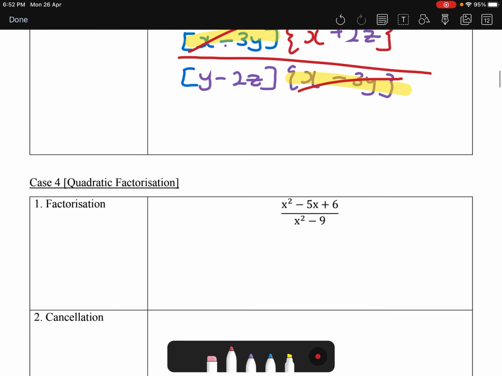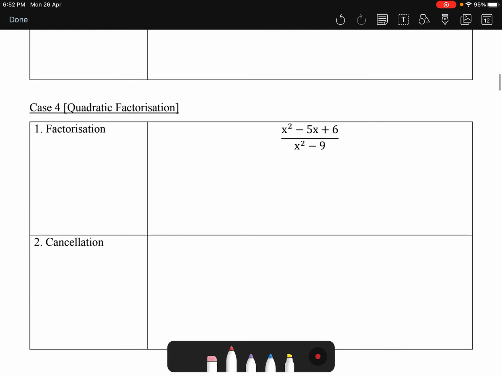So the last case will be quadratic factorization. We have a fraction of x squared minus 5x plus 6 over x squared minus 9. Whenever you see x squared, an x term and a number term, most likely you need to do your quadratic factorization. So for the top, we look at the top first. How do I factorize this quadratic expression? This one is quite straightforward.